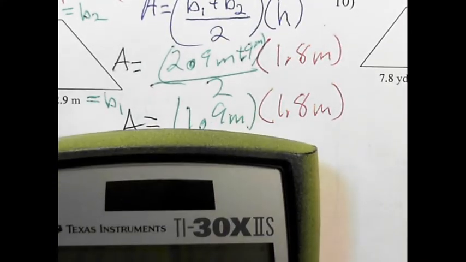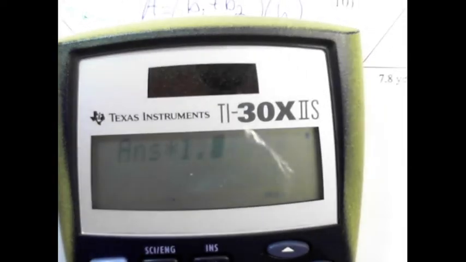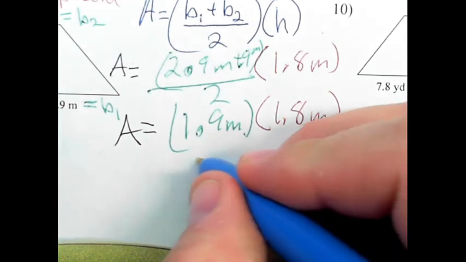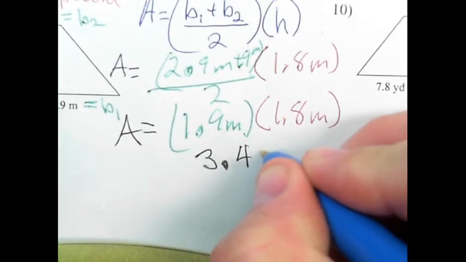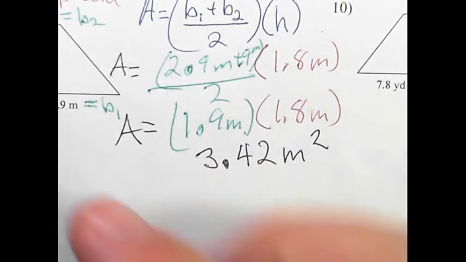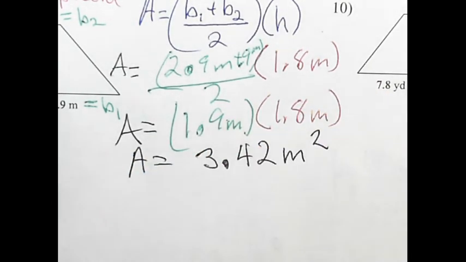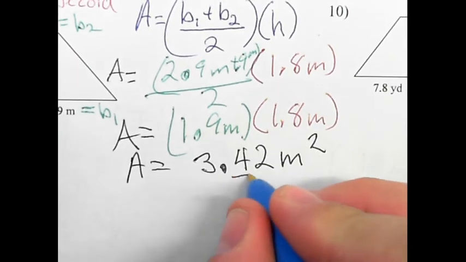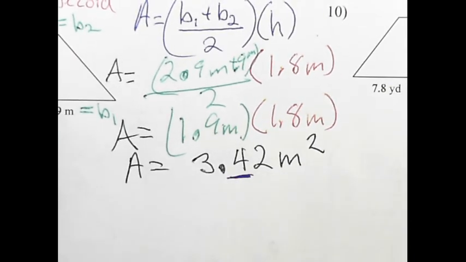So times 1.8, and I get a total of 3.42 meters squared. So the area is 3.42 meters squared, but again I'm asked to round to the nearest tenth.